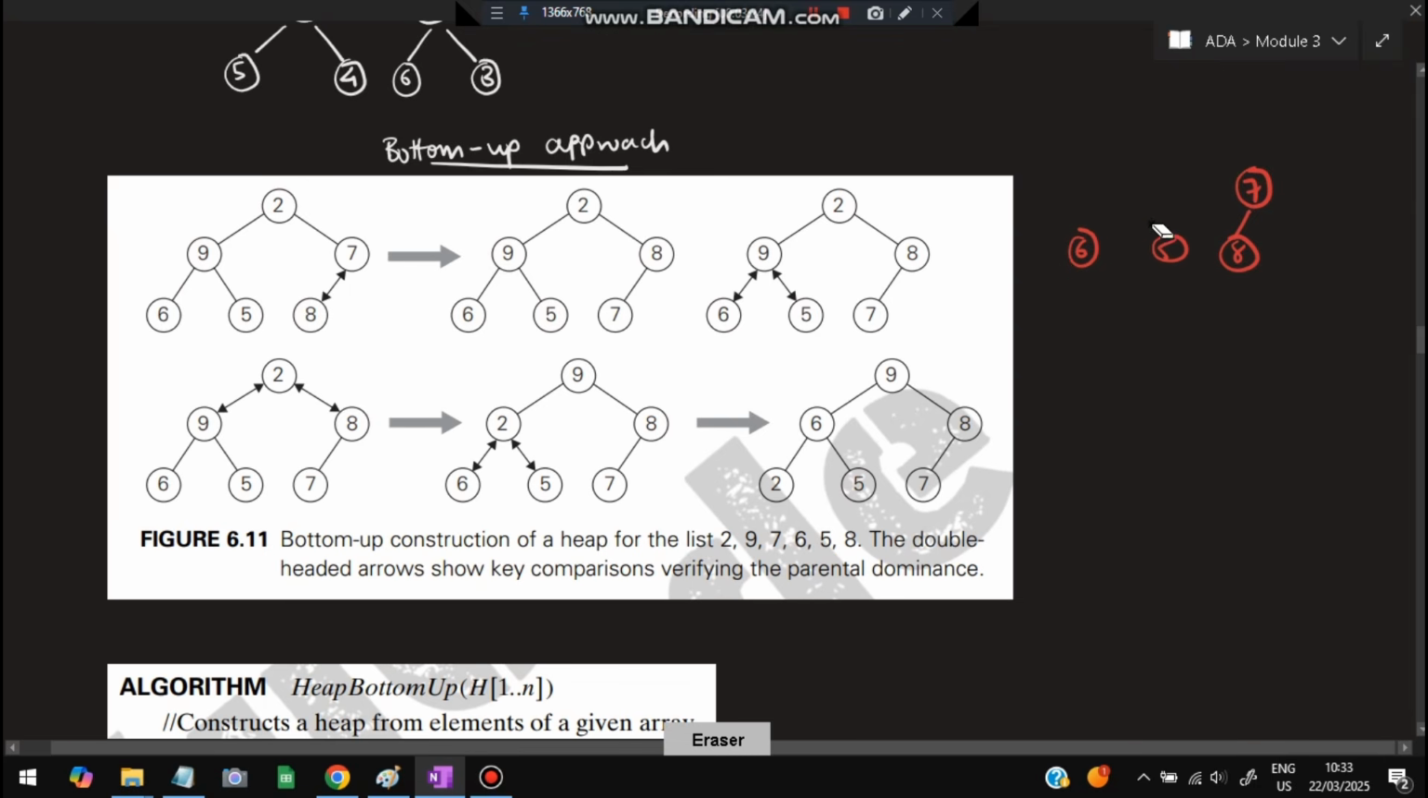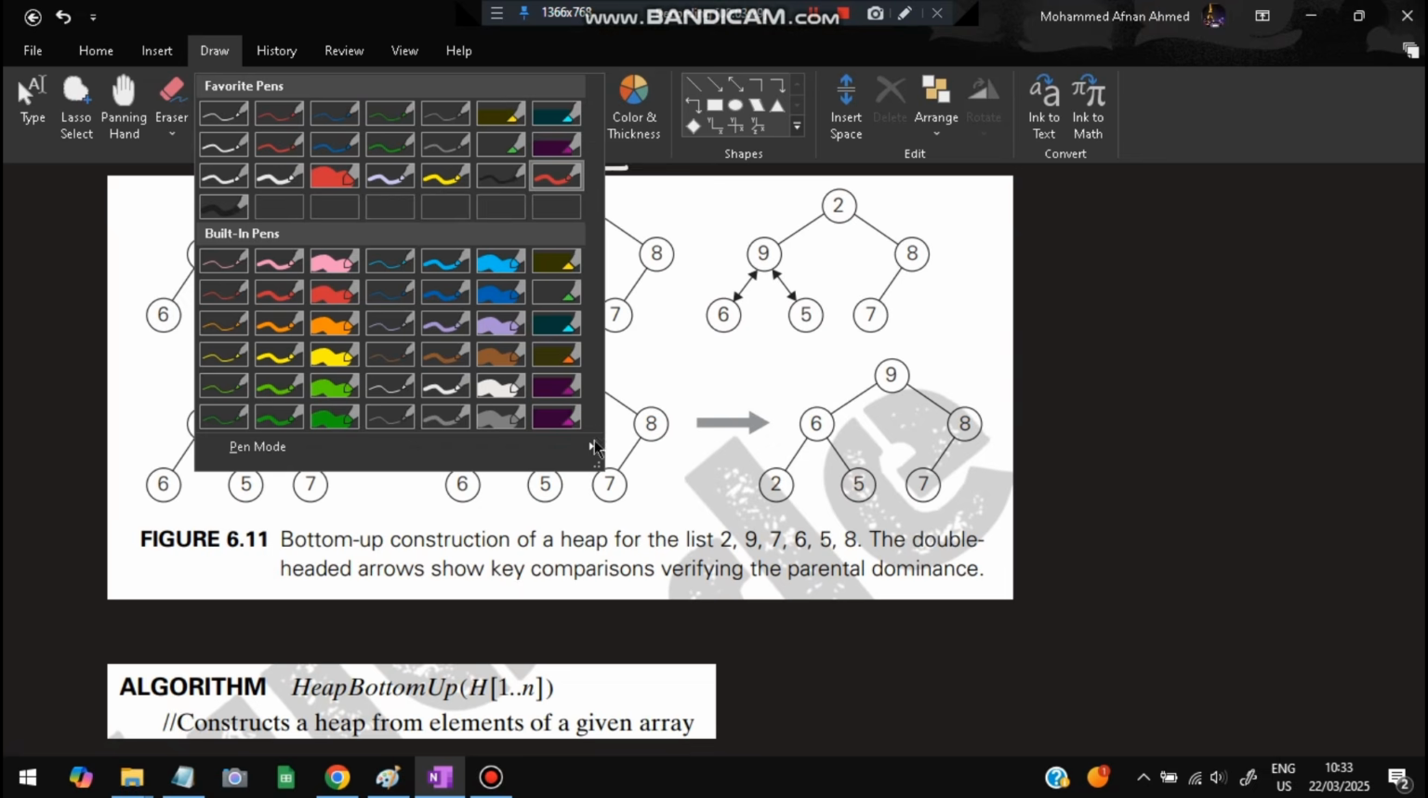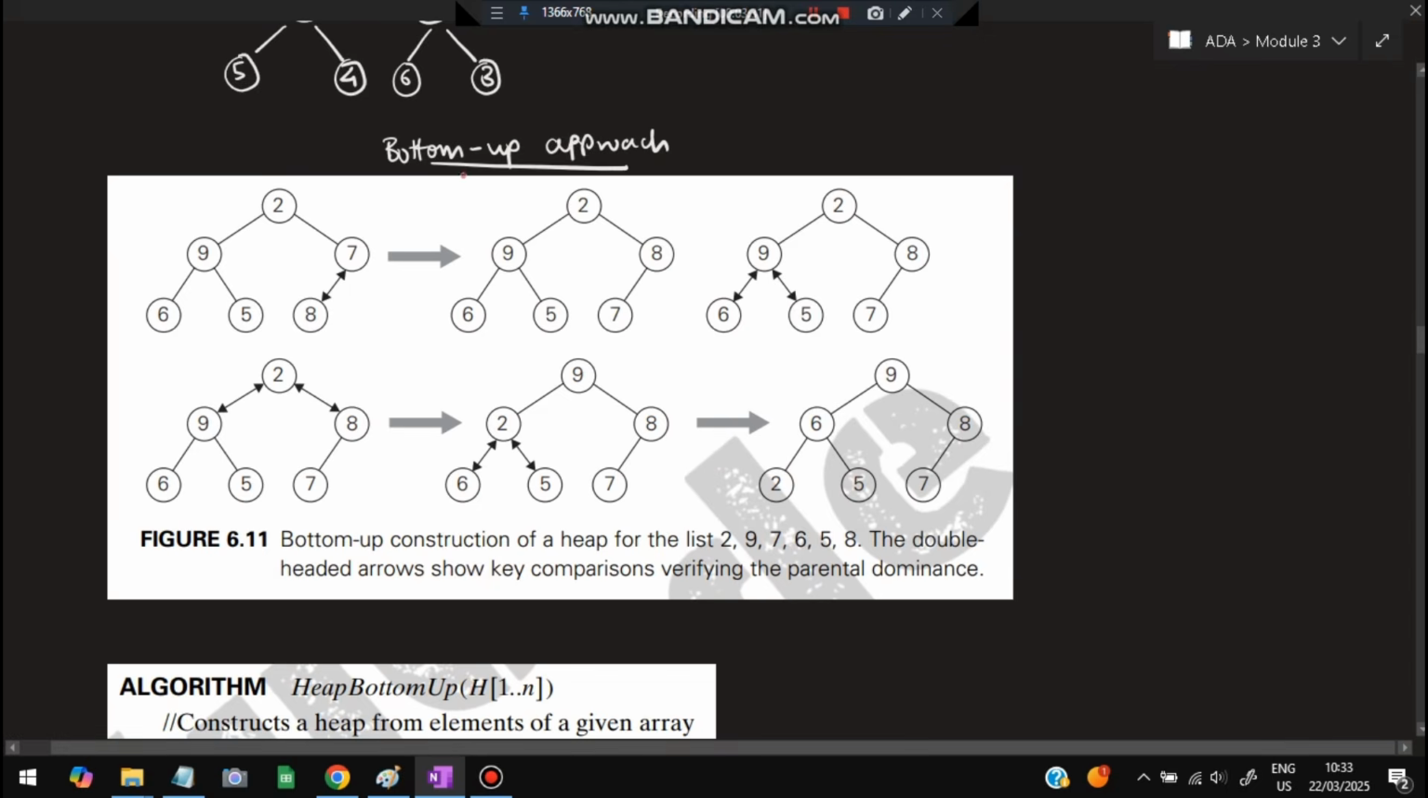Next, after you have done this much, you have to start the comparison from the bottom, because this approach is called the bottom up approach. So you'll be starting comparison from the bottom. What I told you, the criteria is that the root element should be the largest, and the parent element should be the largest when we compare it with its children. That's the criteria. So is the criteria fulfilled here?